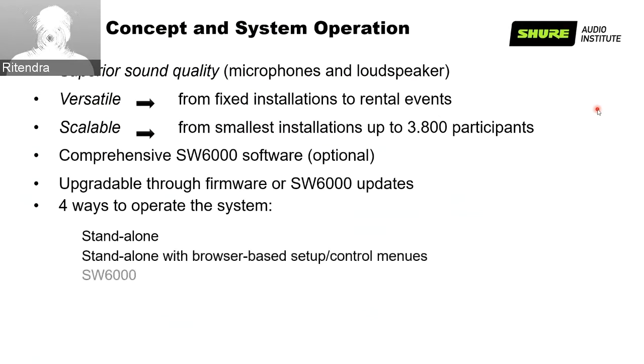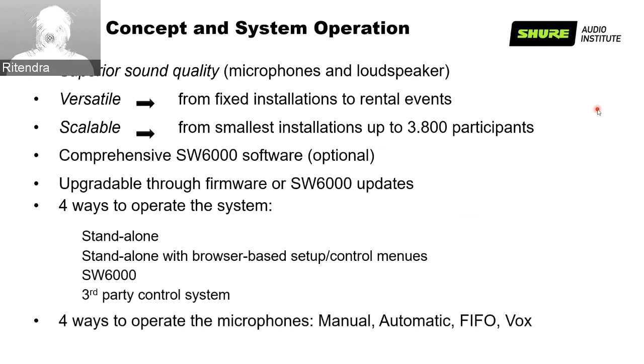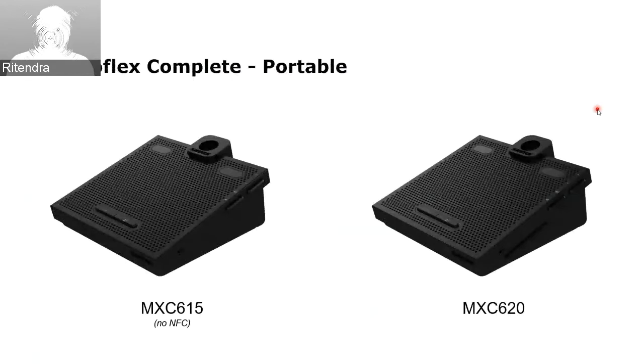There are 4 ways of operation, as said: standalone, standalone with browser-based setup and control menu, control with Software 6000, and third-party control system. And there are 4 ways to operate the microphone: manual, automatic, FIFO, and Vox. This is our entry-level conference unit, MXC 615 and 620. The difference is that one is not having the NFC card, and this one is having an NFC card. Dual channel selector, language listening, you can configure as chairman, delegate, and dual delegates. So 2 delegates can share the same microphone.